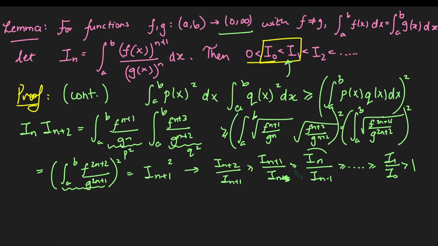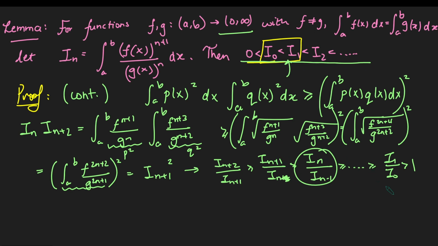So in particular, In over I(n-1) is bigger than 1, and so In is bigger than I(n-1), and we get that this sequence of inequalities is true, that this is an increasing sequence of numbers.